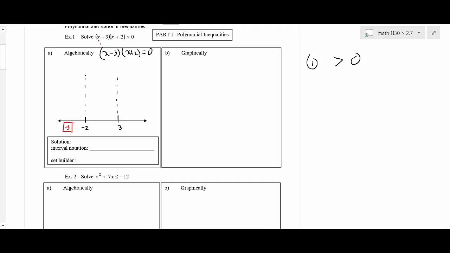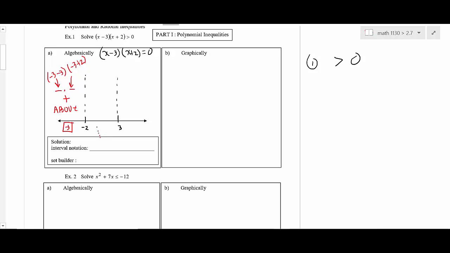Plug it in to what we're doing. So we're going to have negative 3 minus 3 over negative 3 plus 2. All that's going to do is give you a negative times a negative. That's a positive, so what that means is that you're above the x-axis. If you were to graph that, you would be in a region where the graph's above the x-axis.